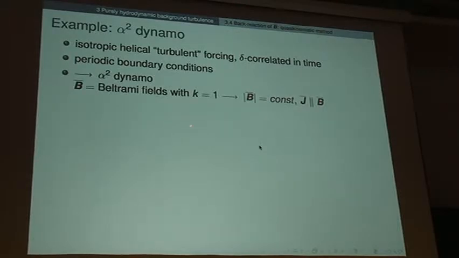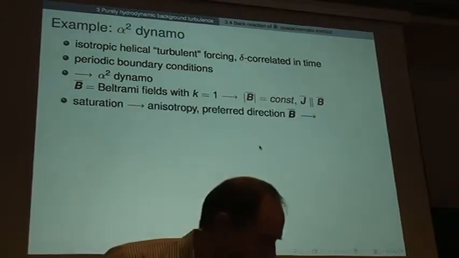And the property of the Beltrami field is that this modulus is constant and that the current density is parallel to the field. So any curl operation applied to J or B would do nothing else than put a factor, but would not change the geometry of the field, because it's just the Beltrami property.